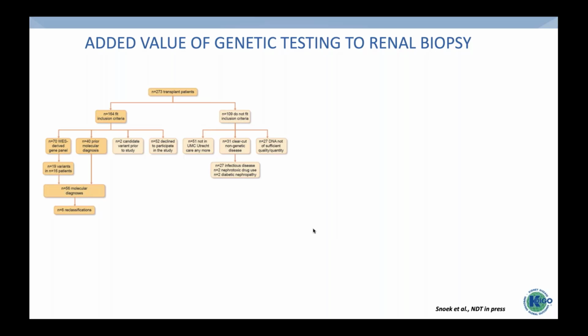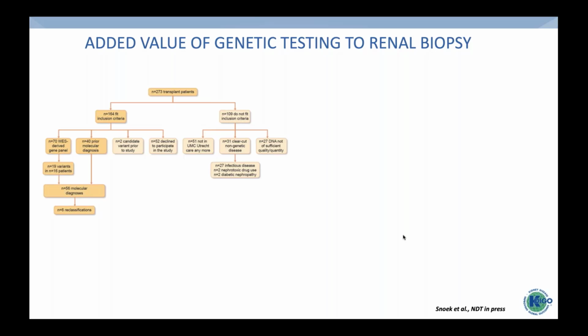So in the end, 174 patients were left. In 40 of those patients, there had already been a genetic test that led to a molecular diagnosis, but in 70 of those patients, there was no genetic diagnosis, and we performed this large virtual gene panel of almost 400 renal genes in these patients, and then got another diagnosis in 17 patients. So altogether, we had a molecular diagnosis in 57 of these 174 patients.